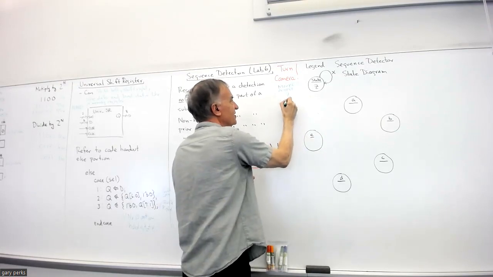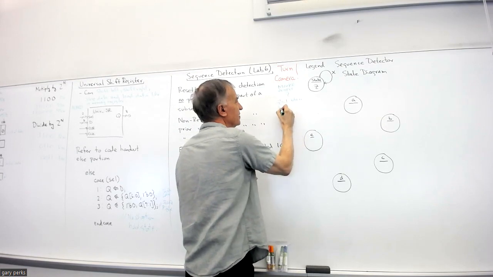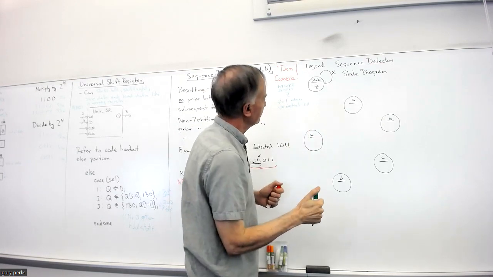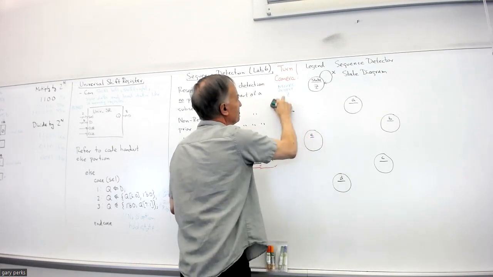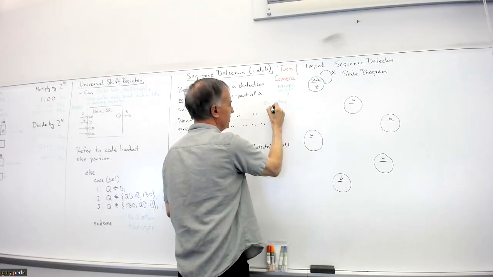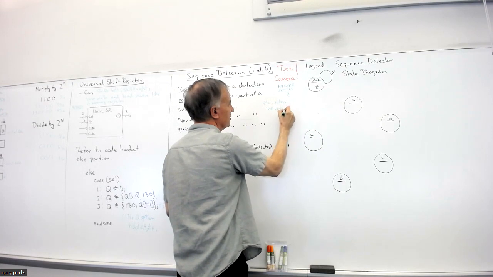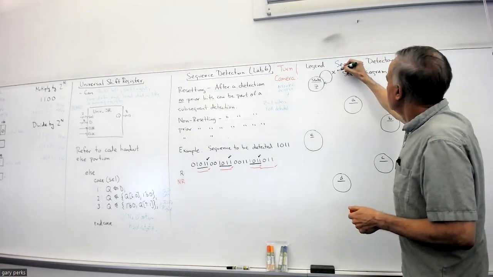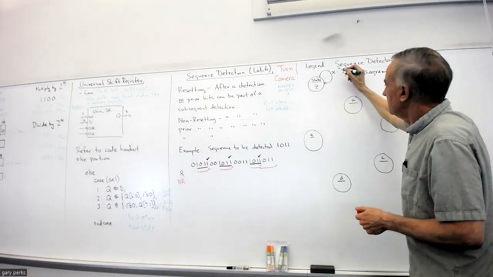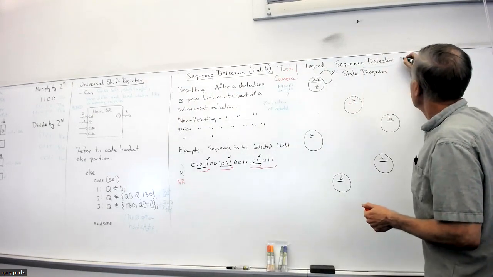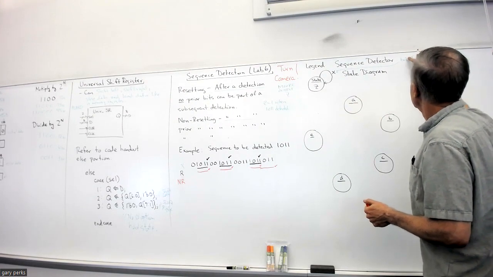And Z is going to equal a 1 when we detect 1011. Let me put this over to the left a little bit. It's going to get in the way of our state diagram. So over here, Z equals a 1 when 1011 is detected. And if it's not detected, it's going to be a 0. Okay, and then X are the bits. So like in this example here, this was X. These are the bits to be detected.